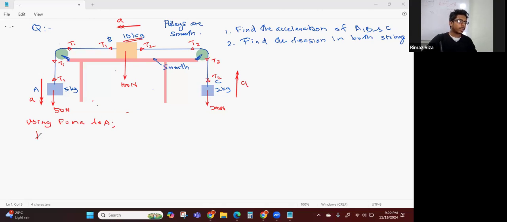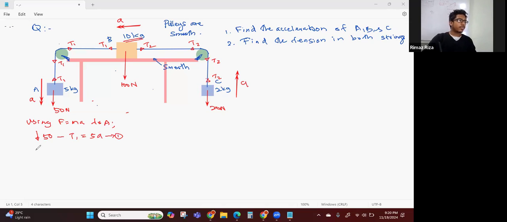So I apply it in the downward direction. In downward we have 50 Newton, the weight acting downward, minus the tension T1 upward equals mass 5 times a. So this is equation 1.